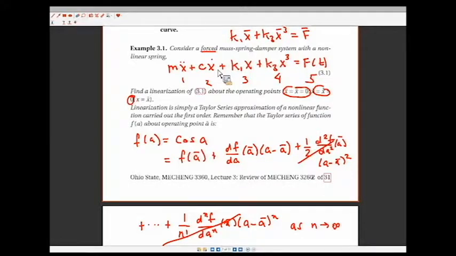Yes? I think I'm missing something, but would it not be okay just to linearize the x to the third term? Isn't k x already linear? So if we treated it as one function, could we not just linearize?